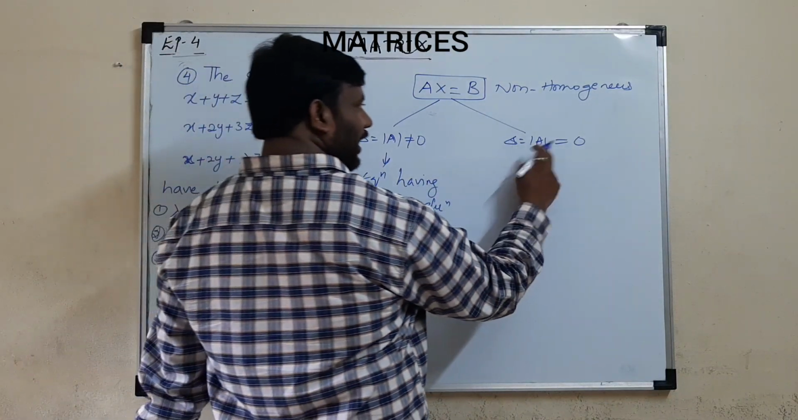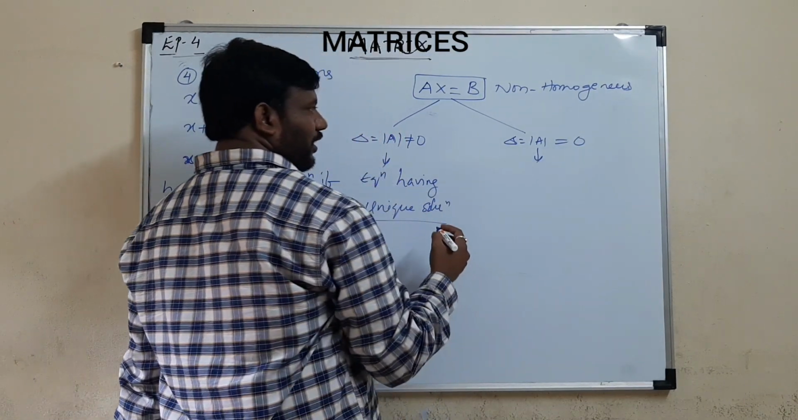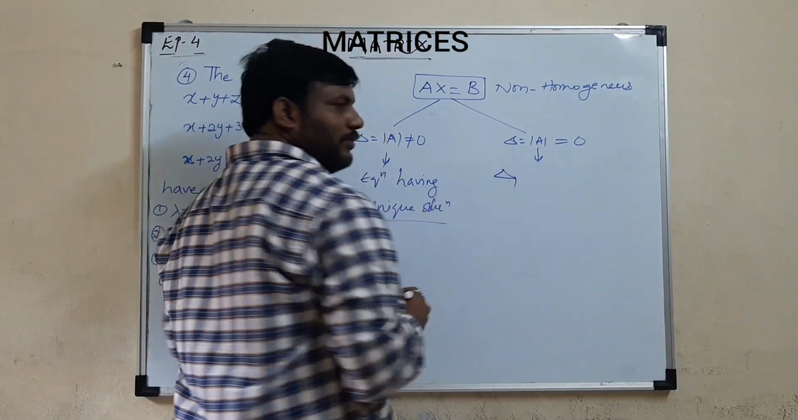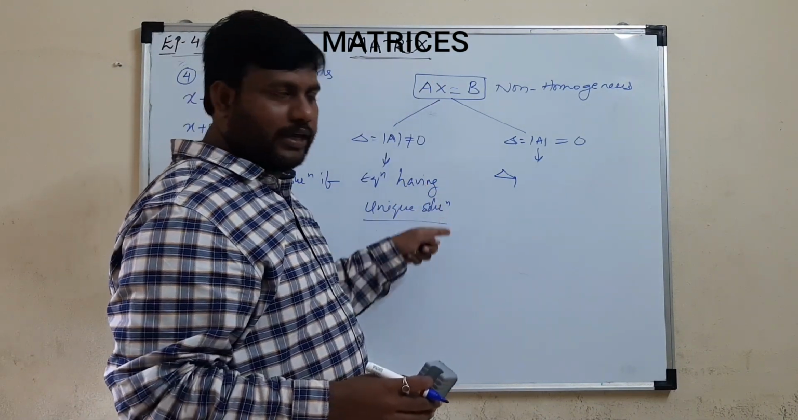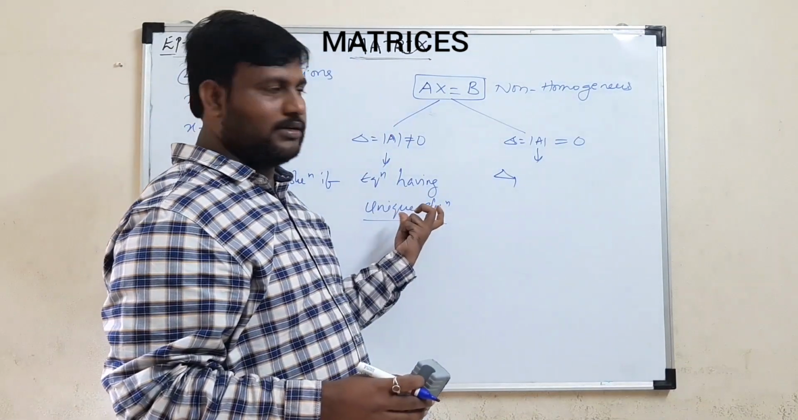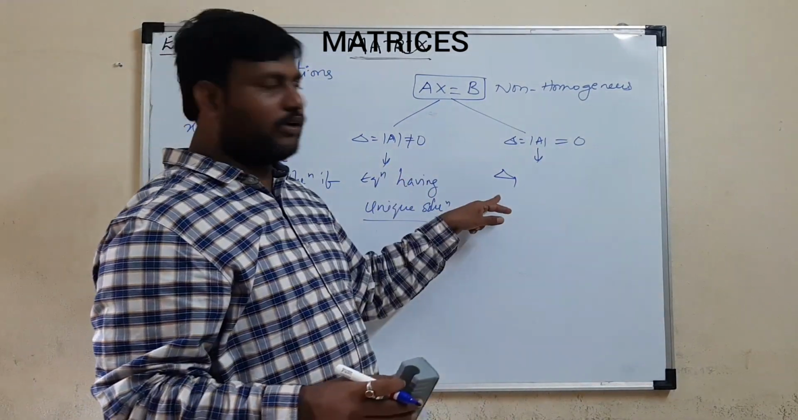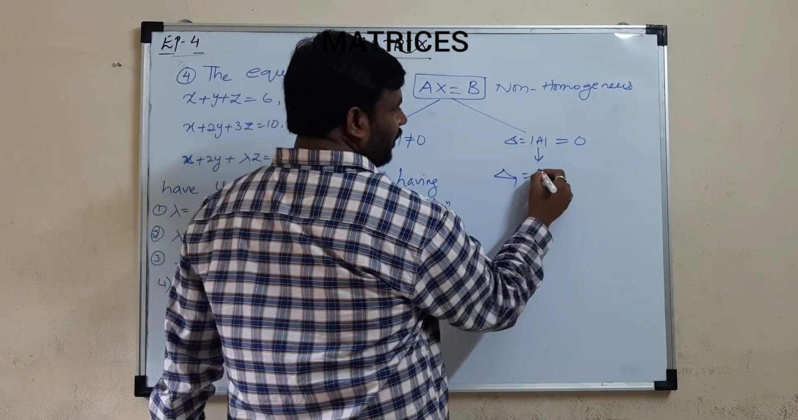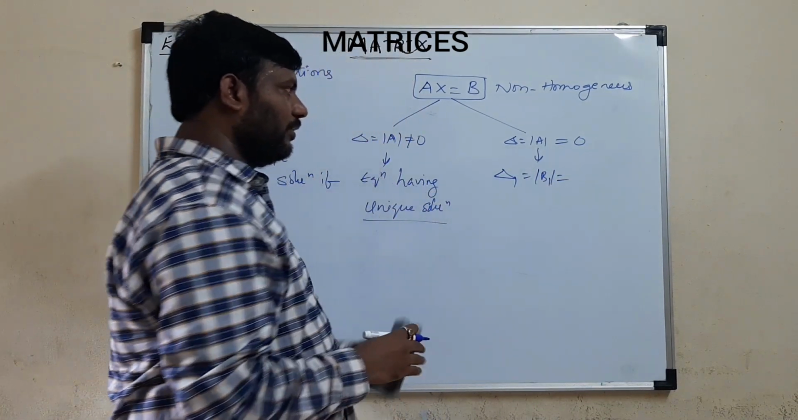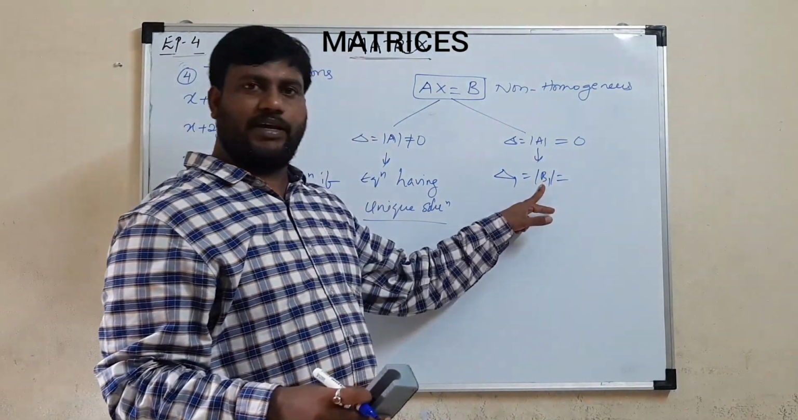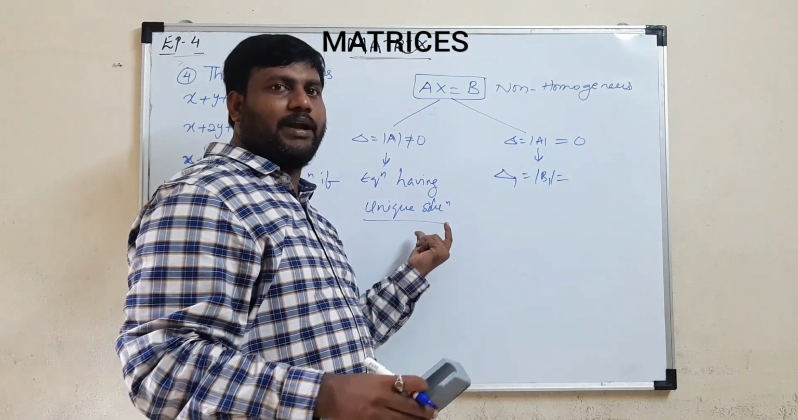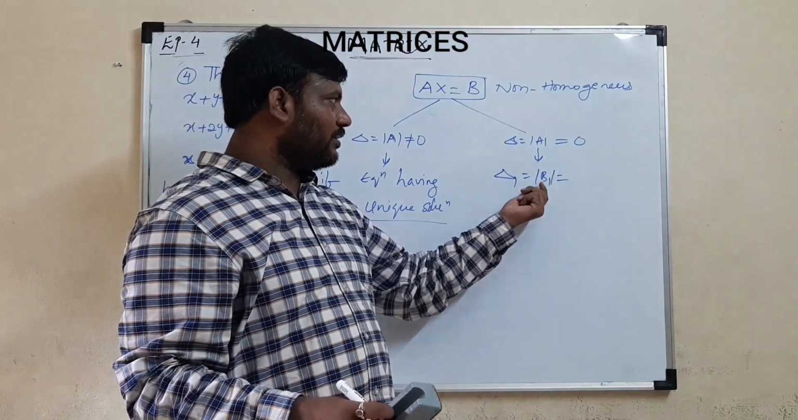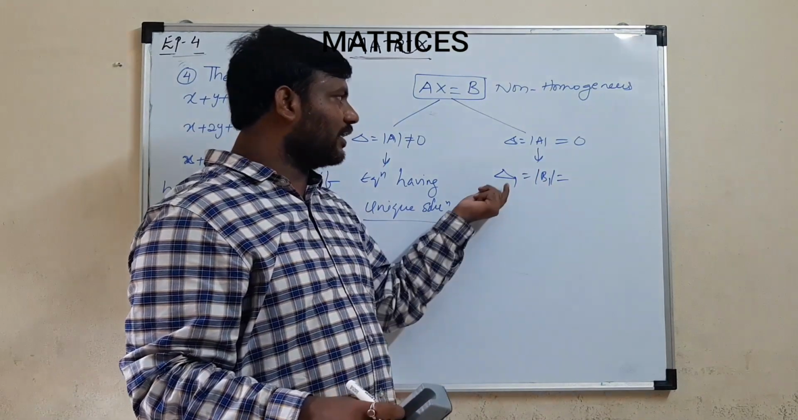If suppose det A equal to 0, then we go for finding D1, or say delta 1. Delta 1 is nothing but we have to change the first column of A by replacing it with the B matrix. Now the square matrix A, you replace the first column with the matrix B. Such a matrix we can say B1. Its det is nothing but delta 1.